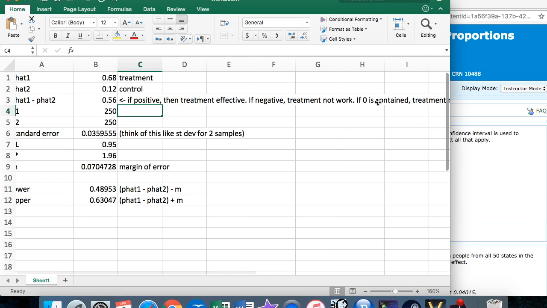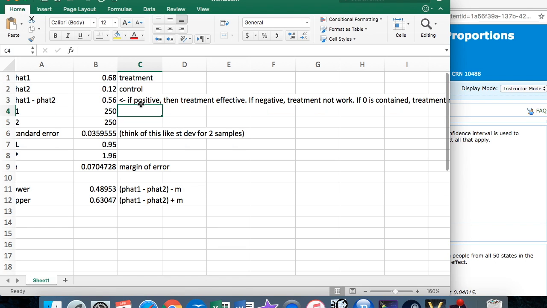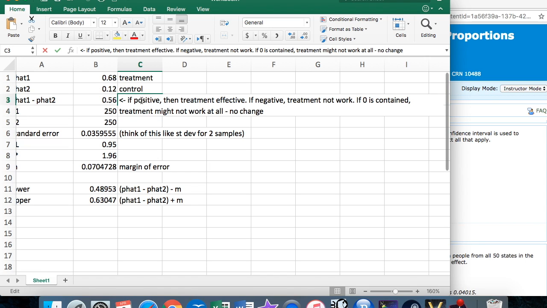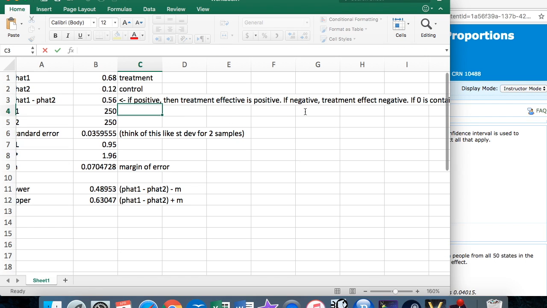Actually, there's probably a better way to think about this, because they're going to say which suggests there was a treatment effect. So if positive, treatment effect is positive. Treatment doesn't not work, it's just that the treatment effect is negative. And if 0, treatment does not work at all, so there's no change. That's how I should have put it, I think.